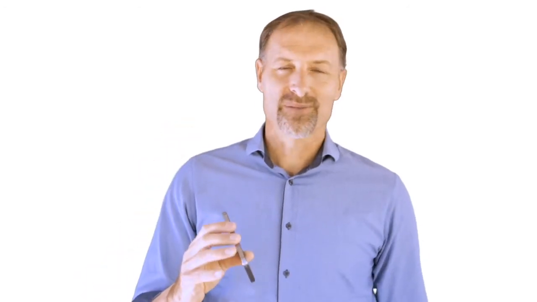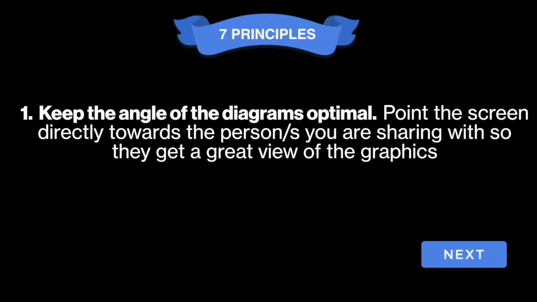Now let's go through the 7 principles, because these are really, really important, and if you utilize these 7 principles, you'll have a great presentation. The first one is to keep the angle of the diagrams optimal. So you point the screen at the person. You've seen it before, you don't need to see it, you don't need to do the presentation like this. Show the person. Now you've obviously got to see it well enough to see your narration bar, but primarily you want them to have a really good view, so it keeps their interest.